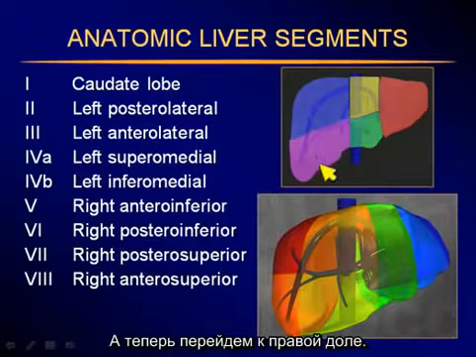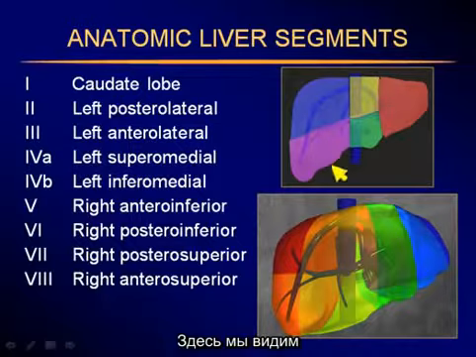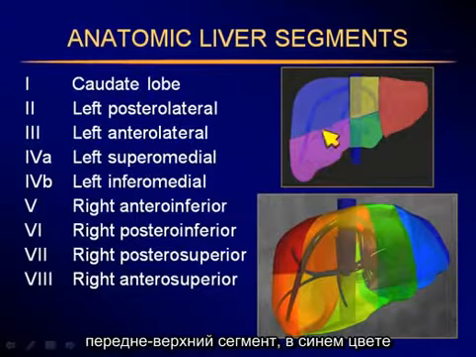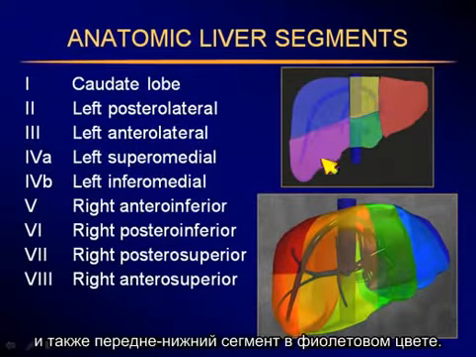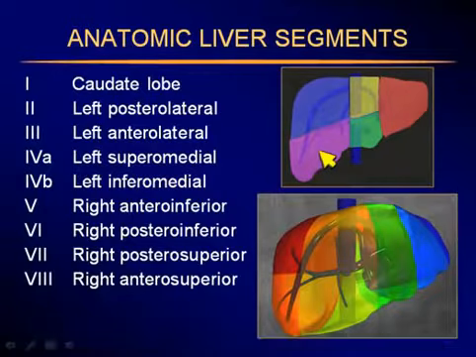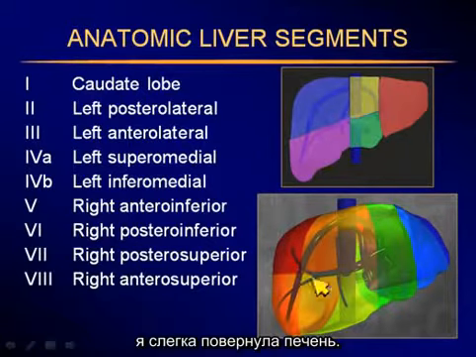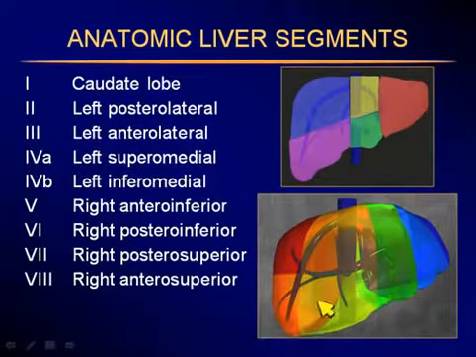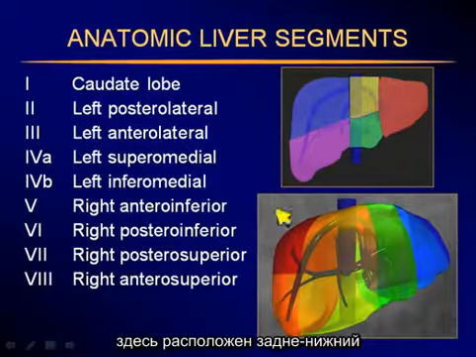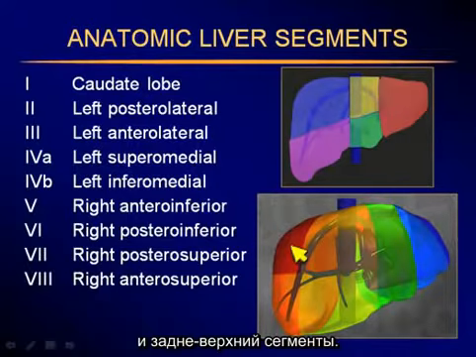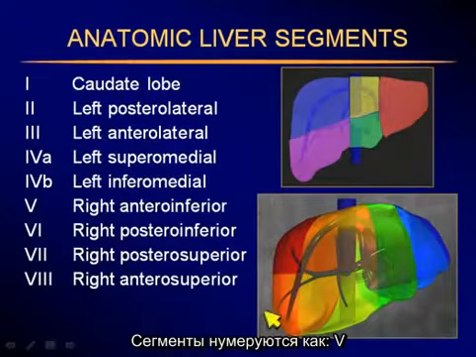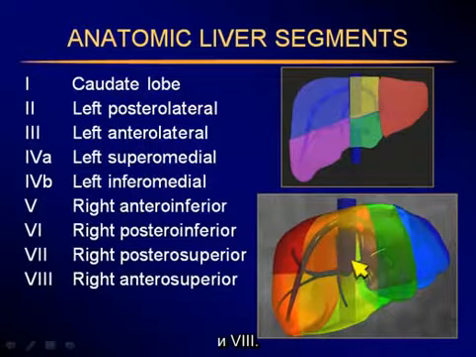And when we get to the right lobe, here we have anterior superior in blue, and we have anterior inferior in purple. For you to see the back, I've rotated this liver slightly. So here's anterior superior, anterior inferior. In the back is posterior inferior and posterior superior. These segments are labeled 5, 6, 7, and 8.